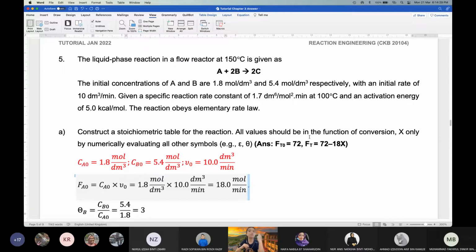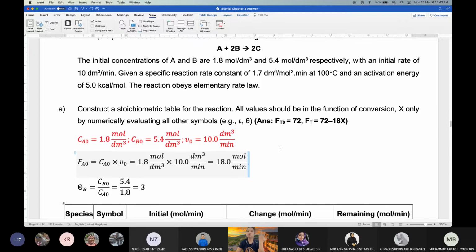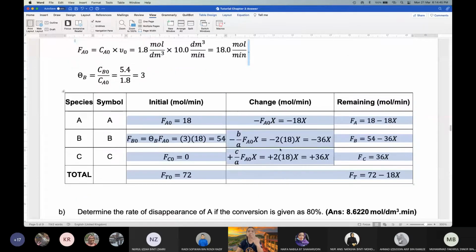2 reactant A and B, 1 product C. And you also realize in the question, they did not mention anything about inert ke or any other compound selain daripada A, B and C. So if that is the case, you only have 3 rows sahajalah, 3 baris sahaja untuk 2 reactant and 1 product. You don't need a row for the inert sebab tak ada inert ataupun tak ada sebarang compound inert in the system during the reaction.